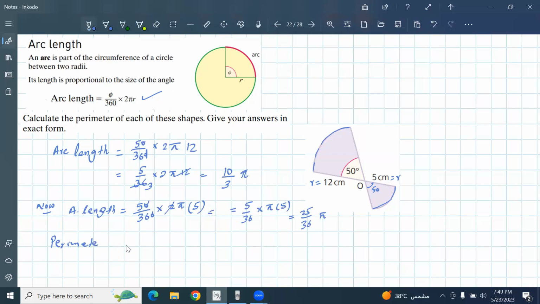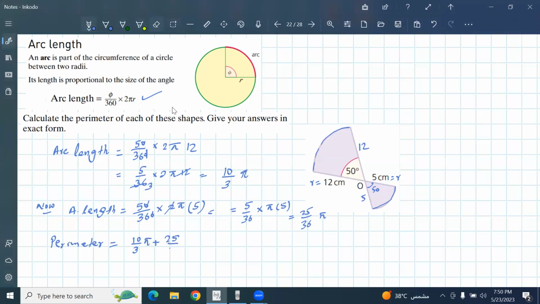And now the perimeter of this whole shape. Remember that the perimeter is the total length of outer sides of any shape. That is called perimeter, so a total distance. So the perimeter of the given shape is the 2 arc lengths plus 2 radii for this arc length and 2 radii for this arc length. So with that we can say that 10 over 3 pi plus 25/36 pi.